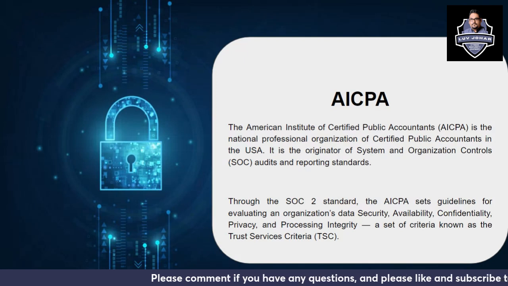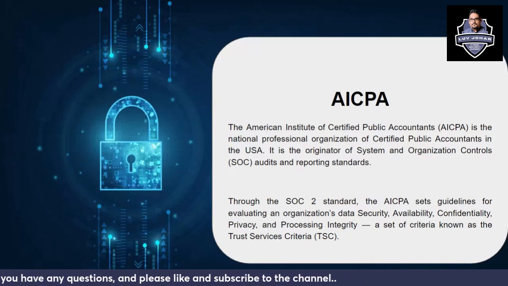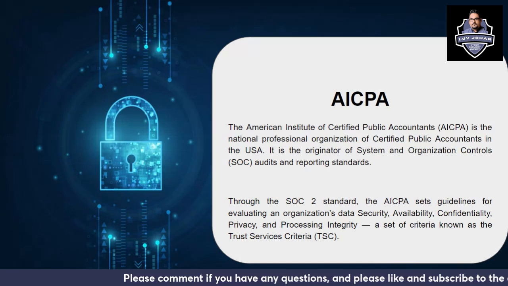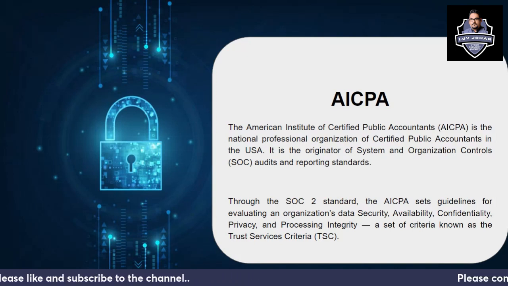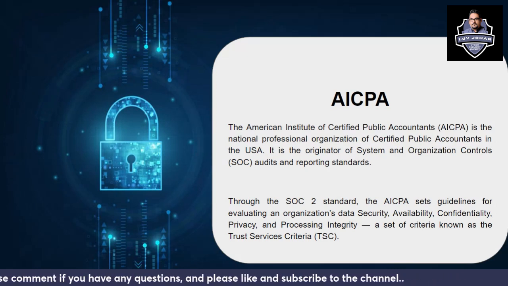For the SOC 2 standard, the AICPA sets guidelines for evaluating. So here, the American Institute of Certified Public Accountants are the recognized accountants in this case, who have set some guidelines under AICPA. What sort of guidelines are these? They want to evaluate a service organization's data security, availability, confidentiality, privacy, and processing integrity. So how have they done that? They have done that using a set of criteria known as trust services criteria.